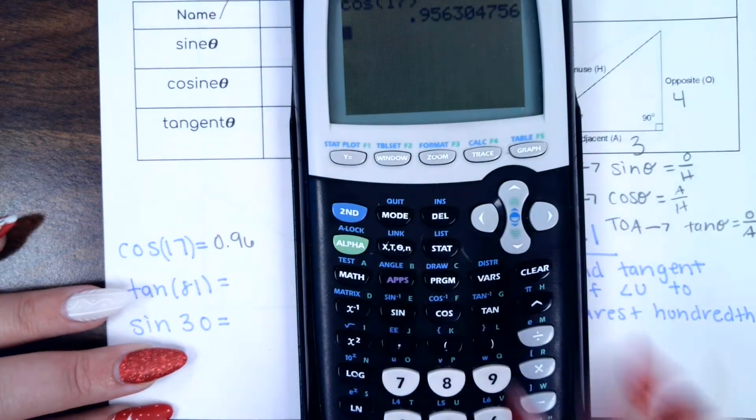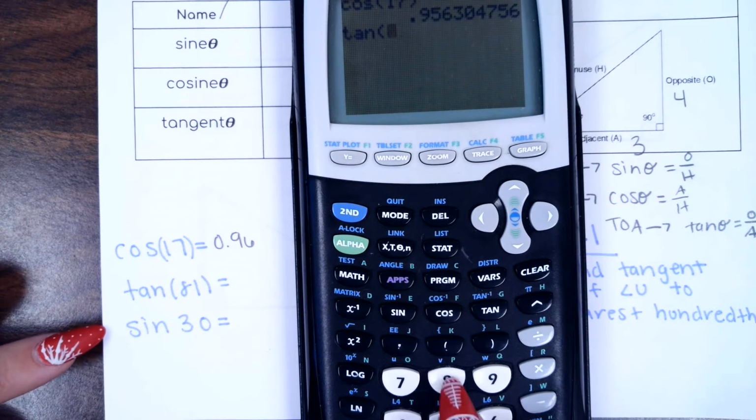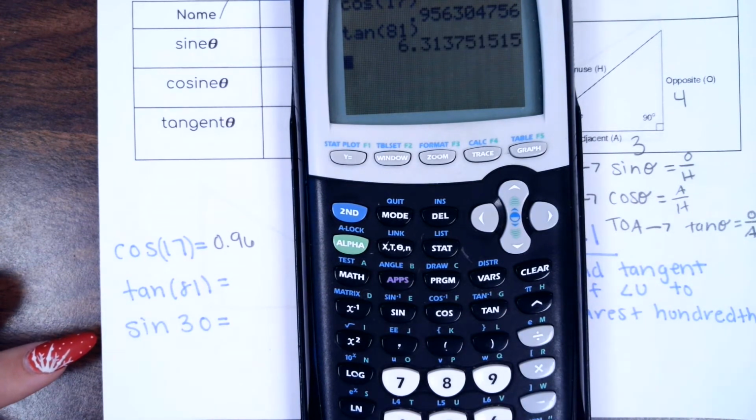All right, next we've got tangent of 81. So we want tangent 81, close our parentheses, hit enter, 6.31.